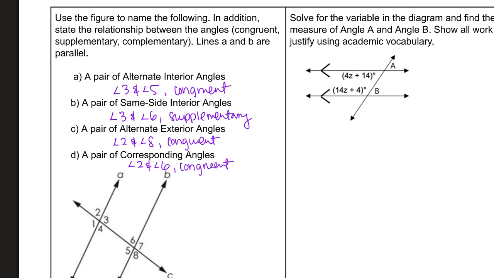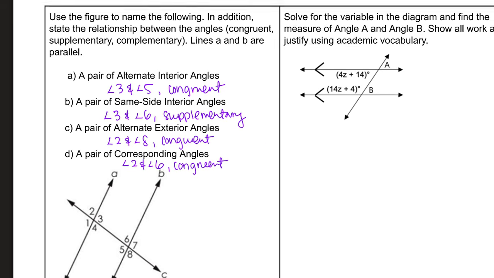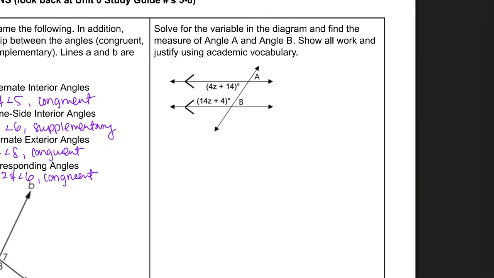All right, next set of questions, it's asking us to solve for the variable in the diagram and find the measure of angle A and angle B. Show all work. So for this question, we have 4z plus 14, and that's this angle. And then we have 14z plus 4, and that's this angle. Those two angles are same side interior angles, which means they're supplementary, which means we're going to add them together. So 4z plus 14 plus 14z plus 4, and set it equal to 180. We know that they're supplementary.